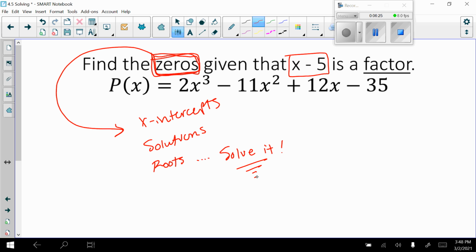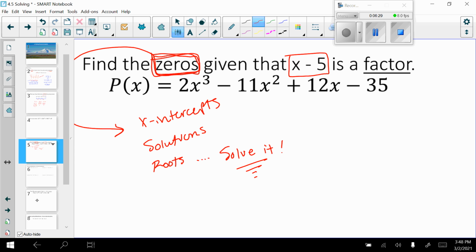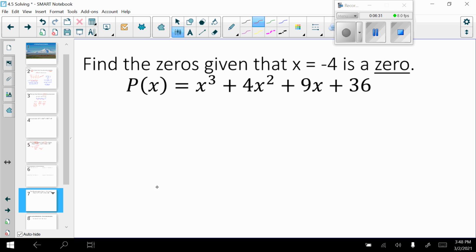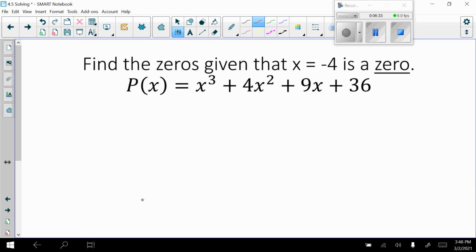Let's look at one more type of problem, and that's going to wrap it up for this video. Say we got a problem that looks like this. So it says find the zeros. Again, that just means we're going to solve this thing. We're going to solve this given that x minus 4 is a 0. So that means that x equals -4 is a solution, right? So we've already been given one of our solutions.